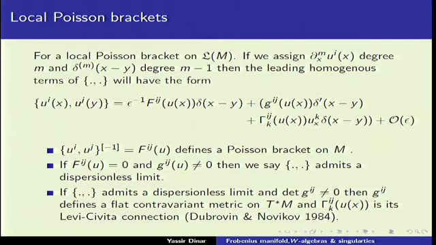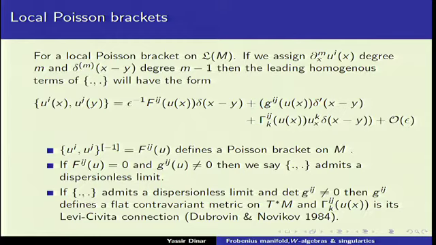The first always gives you a Poisson bracket on your manifold M. And if this one is equal to 0, the leading term, the second term always, if it exists, we say that this local Poisson bracket admits a dispersionless limit. Then we have a theorem which says that if it admits a dispersionless limit, that means the leading term here is equal to 0, and the determinant here is not equal to 0. This metric here is a contravariant flat metric on the cotangent space. And the other term here is supposed to be just the Levi-Civita connection of this metric.